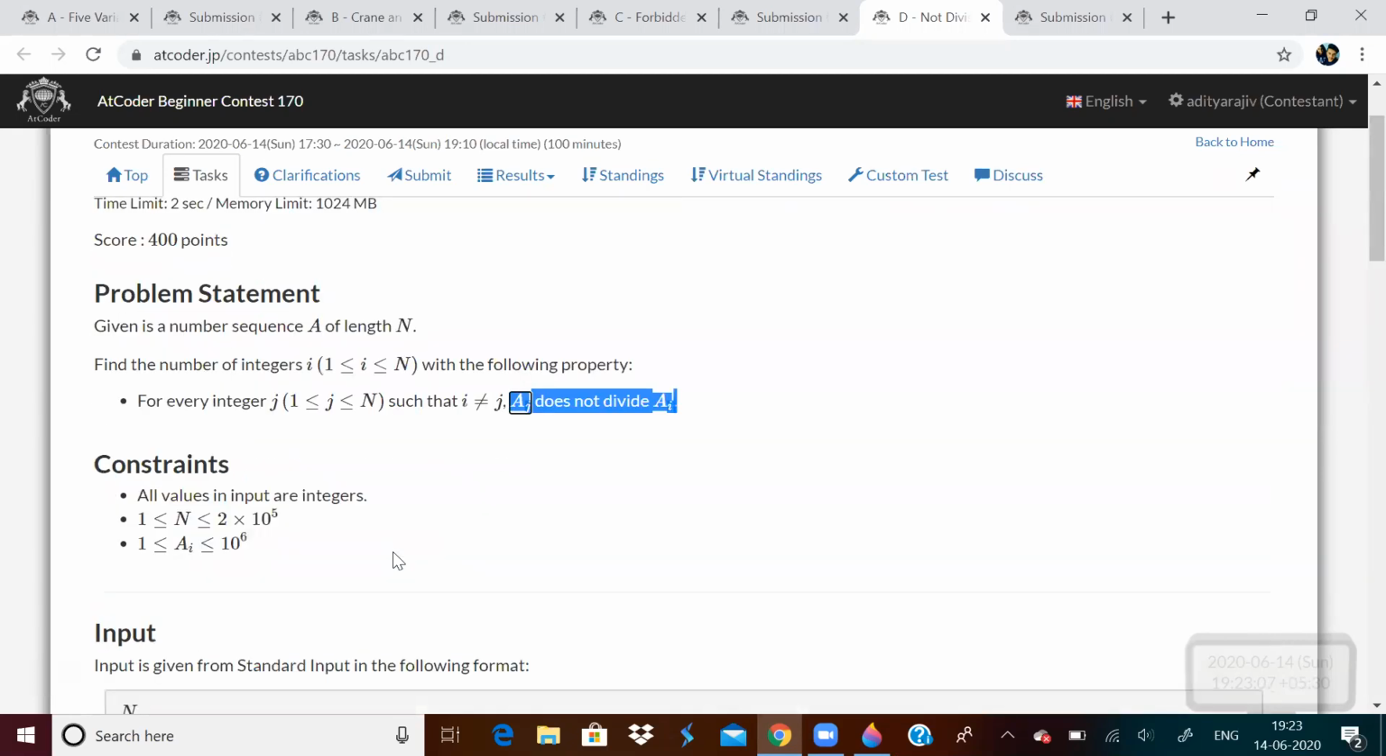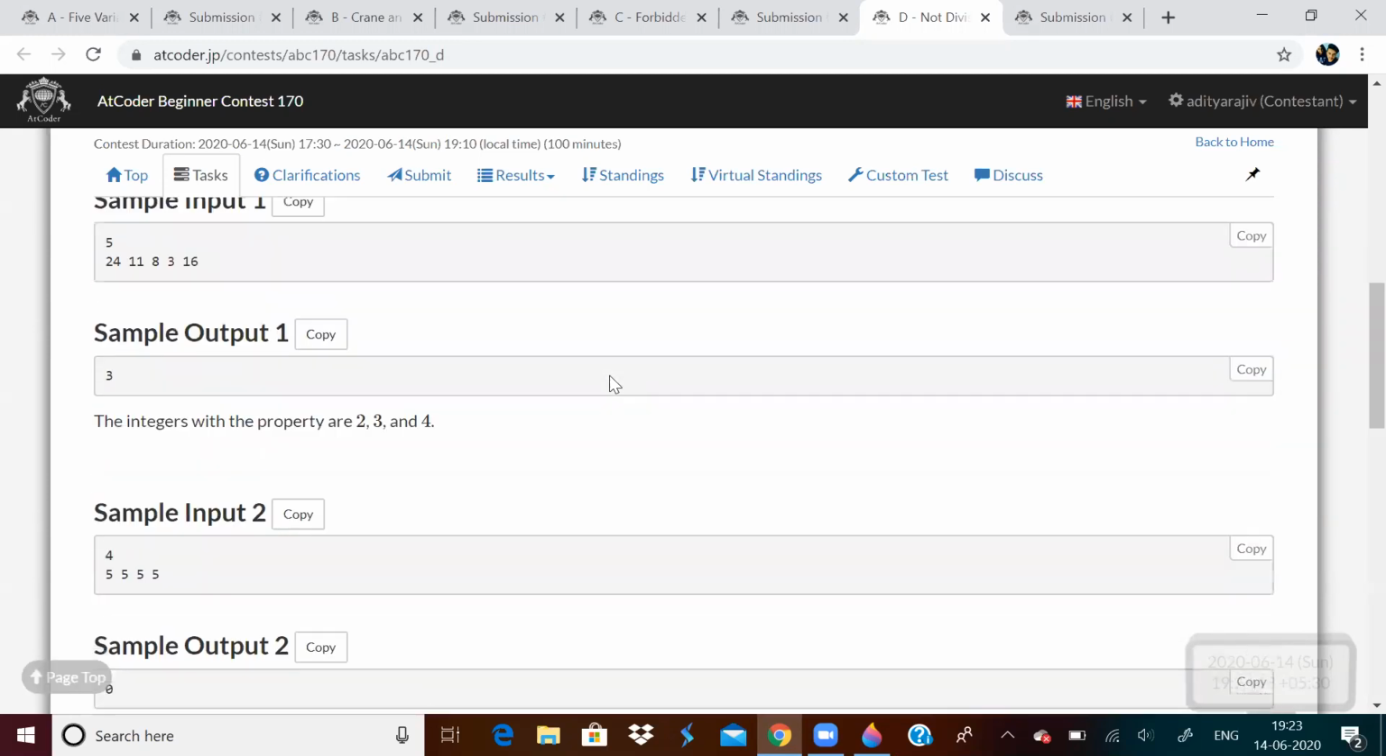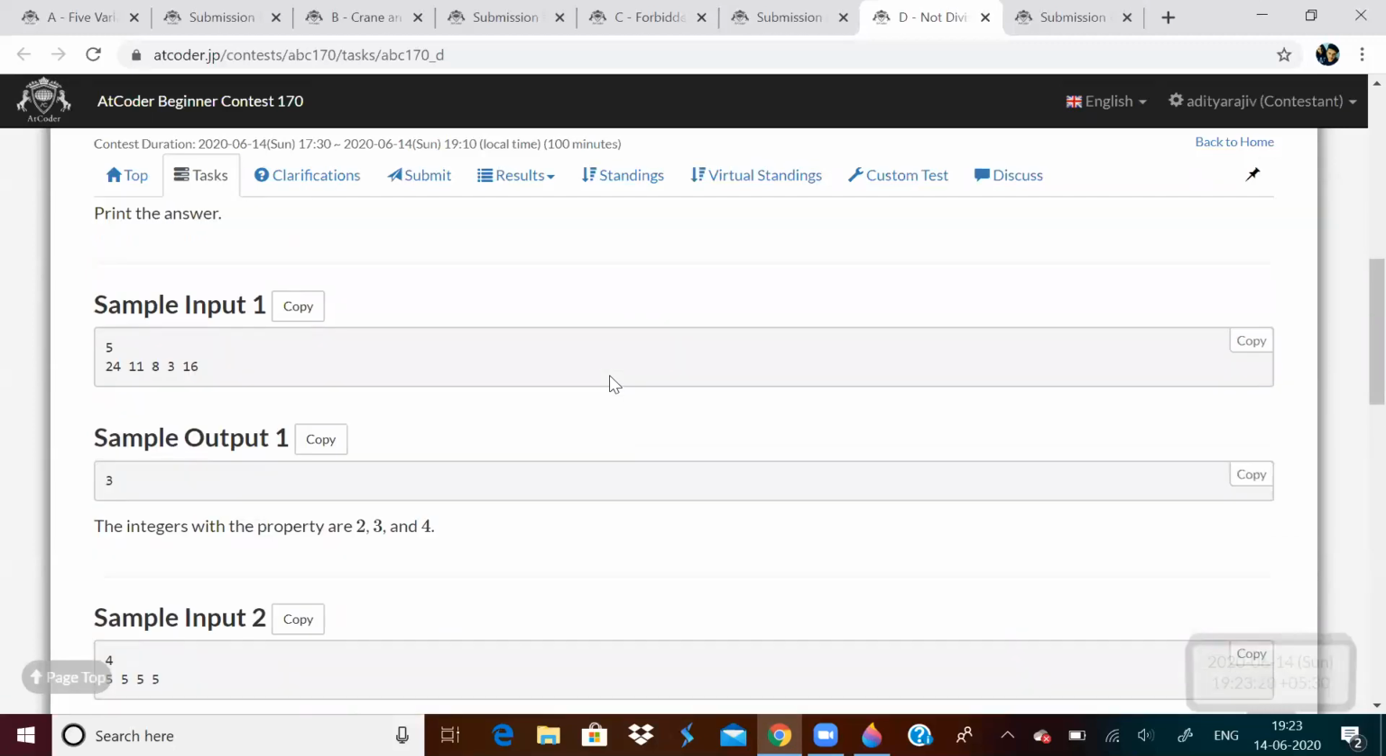So this was the question. We need to find all such A of j which does not divide A of I. Does not divide A of I means A of I mod A of j is not equal to 0. So what can we do here?